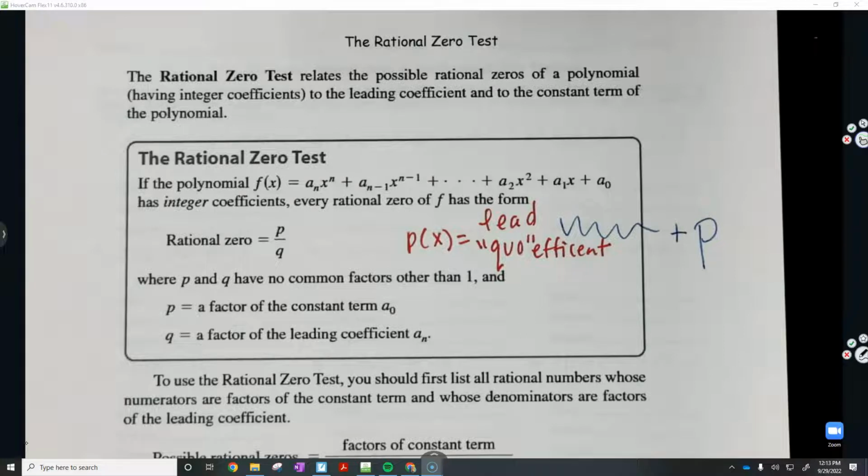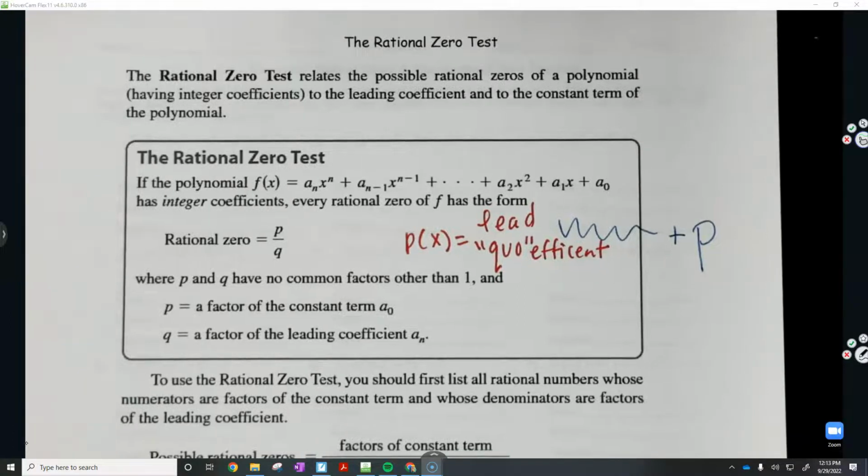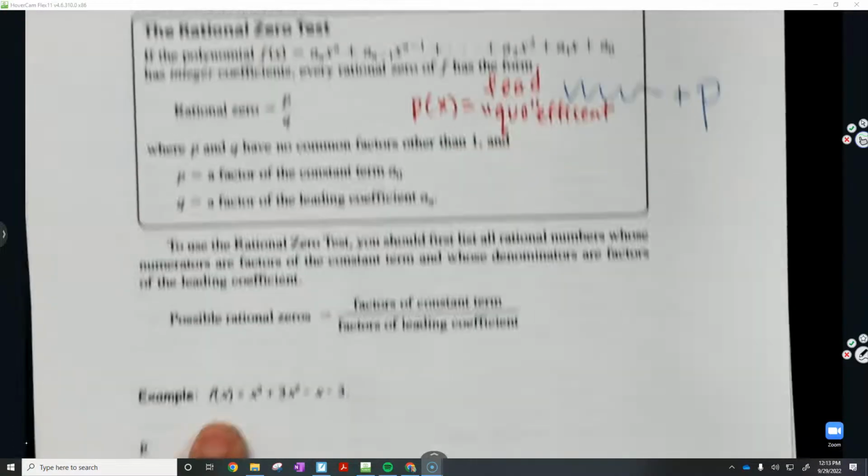So remember, we're going to look at P and find all the factors that make up P. We're going to look at Q, and look at all the factors that make up Q, and those are going to be the combinations for real answers. Let me show you guys what I'm talking about. I'm going to go down to this example right here.